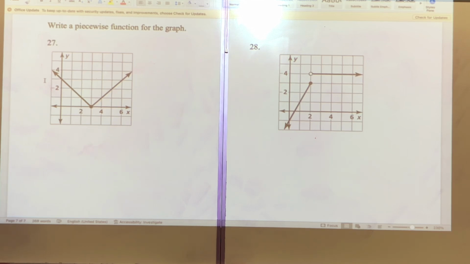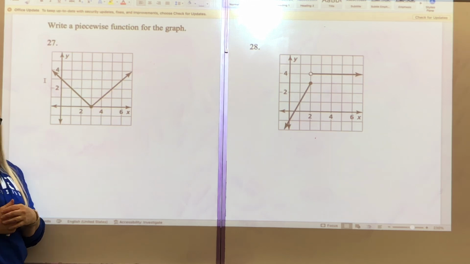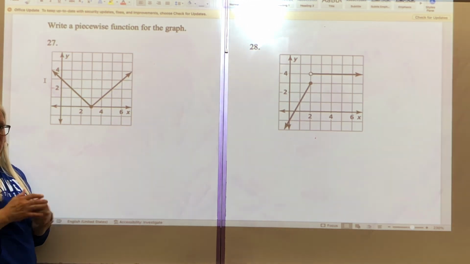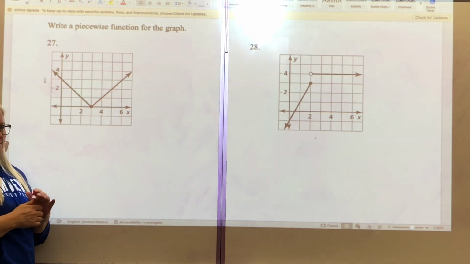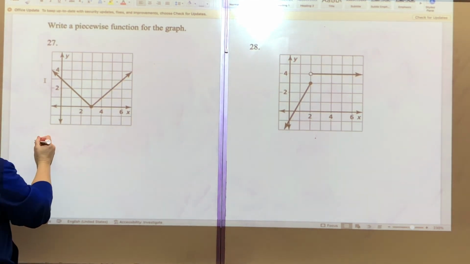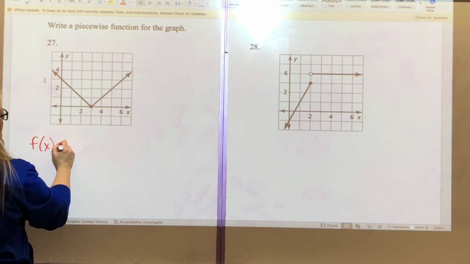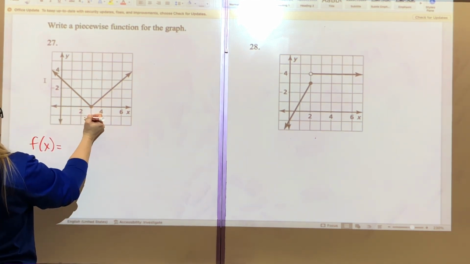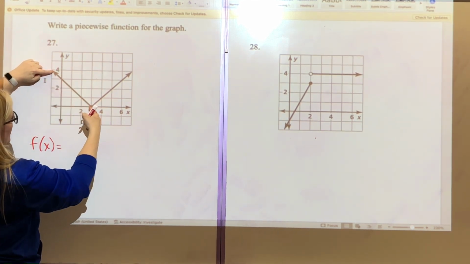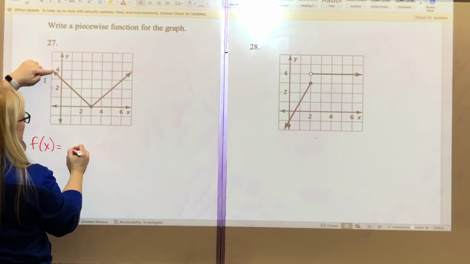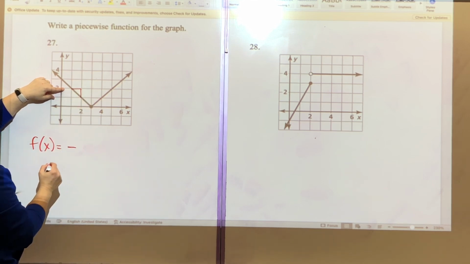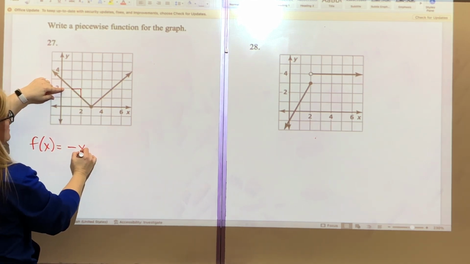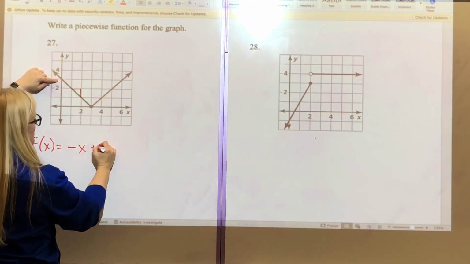So if this didn't say it was a piecewise, I would say that this was an absolute value function. It looks like an absolute value function. But because it says piecewise, we're going to treat it that way. So I'm going to go from left to right. This line right here has a negative slope. The slope is 1/1, so it's -x. And it has a y-intercept of 3.